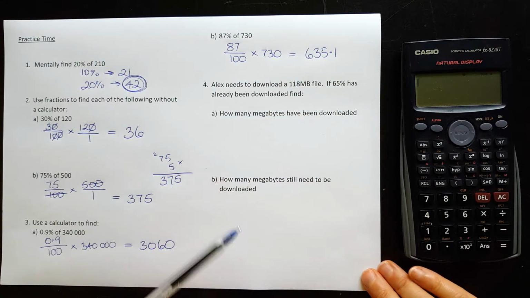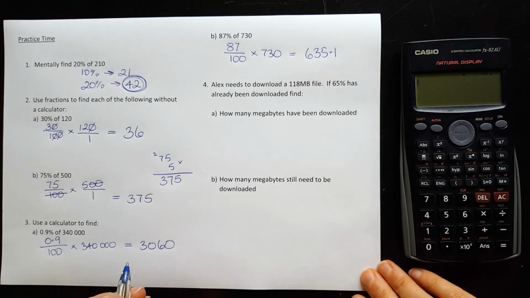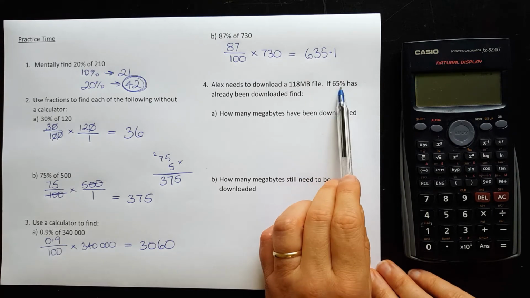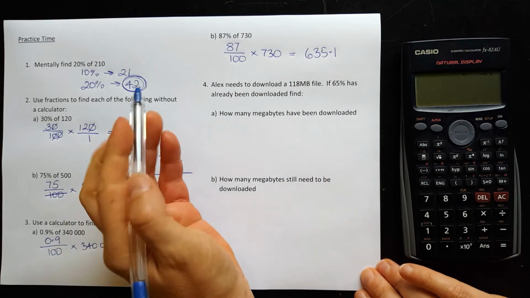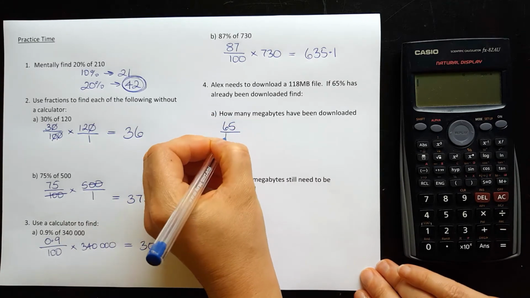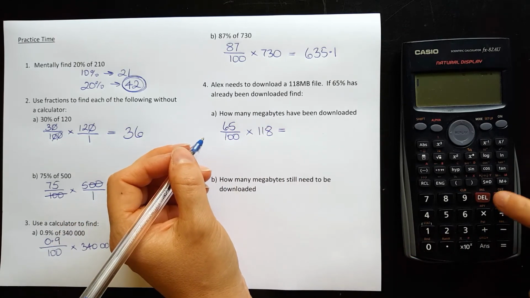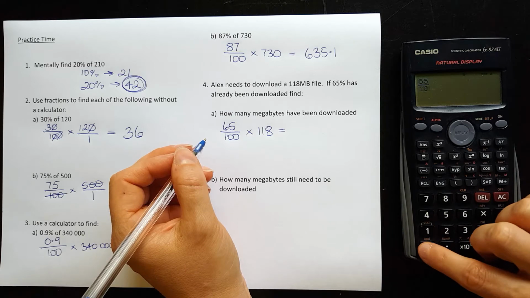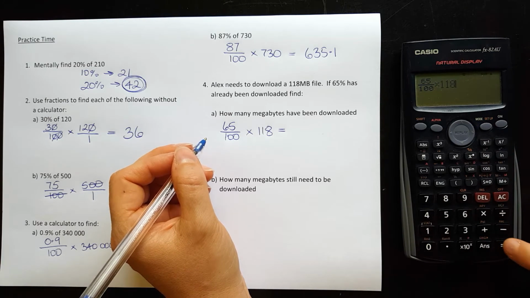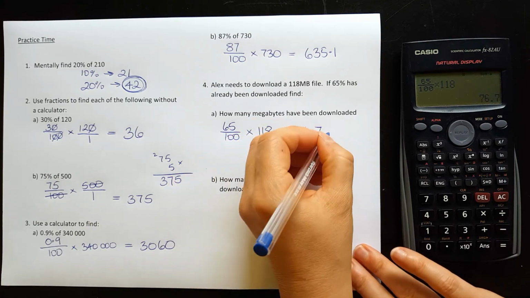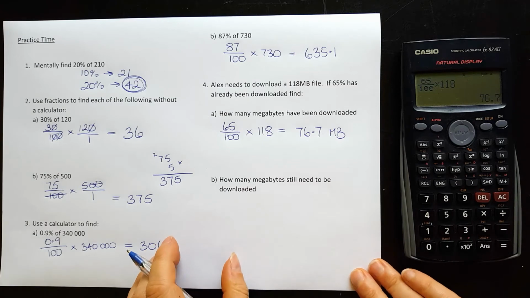Question 4. Alex needs to download a 118 megabyte file. If 65% has already been downloaded, find how many megabytes have been downloaded. Well, we've downloaded 65%. We need to find 65% of that. So that means 65 over 100 times by 118. We can use the calculator for this. 65 over 100 times by 118. So that is 76.7 megabytes that have been downloaded.